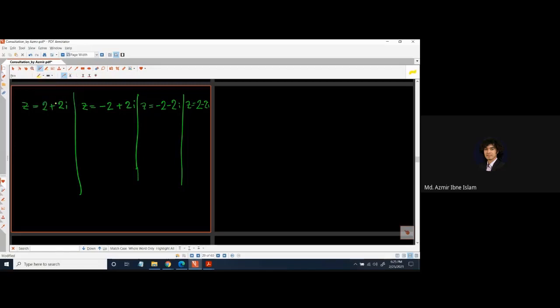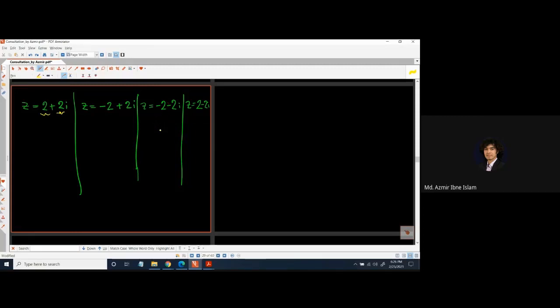All these are complex numbers because they are in the form x plus yi, x plus yi, x plus yi, x plus yi, like that. So here we have negative. You know that negative can also be thought of as positive, so negative 2 plus negative 2i. This is the same notation. That's why x plus yi is called the standard form of a complex number.